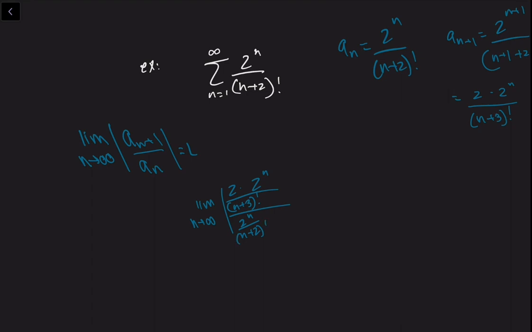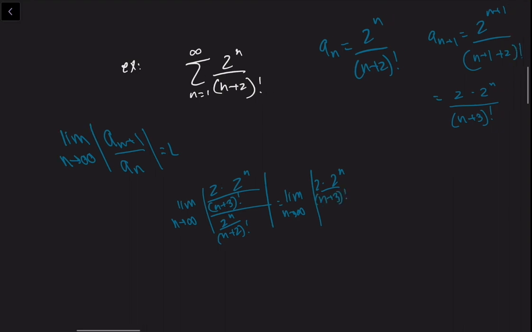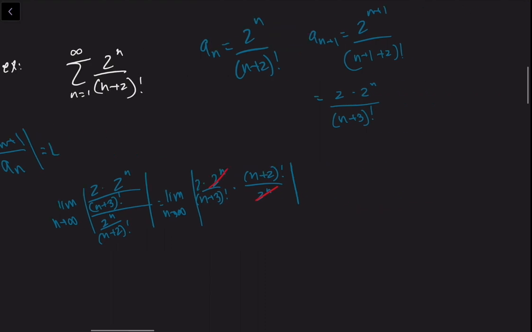So you're about to see why this is so helpful with factorials. When we're dividing two fractions, we can do a keep change flip, right, and do 2 times 2 to the n over n plus 3 factorial. We can now flip the second fraction and change it to multiplication and do n plus 2 factorial over 2 to the n. So maybe you can see why this will help with factorials, but 2 to the n will cancel 2 to the n. What is n plus 2 factorial over n plus 3 factorial? I'm going to take that to the side.